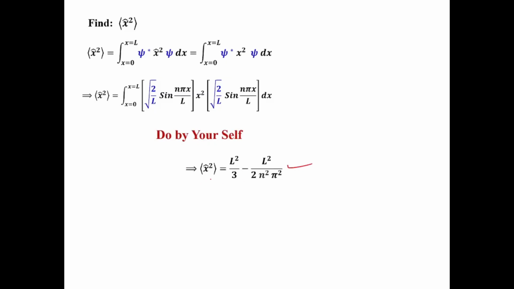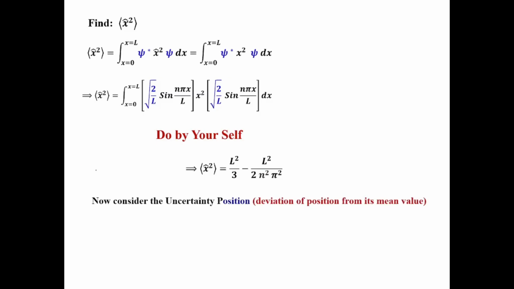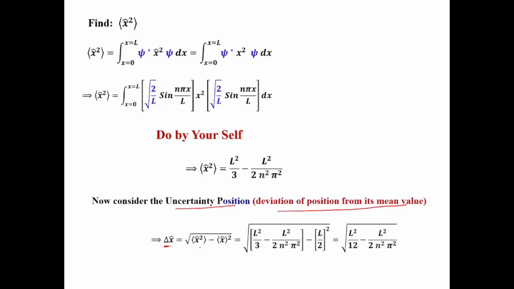Finally you can find the mean value of x square equal to L square by 3 minus L square by 2 n square pi square. Okay, now if we are going to consider the uncertainty in position, or the deviation of position from its mean value, that means del x cap is the root of the mean square minus the square of the mean. The mean, how much did we find? This one I have written, minus this value. This value we already found is L by 2. So L by 2 square, right?